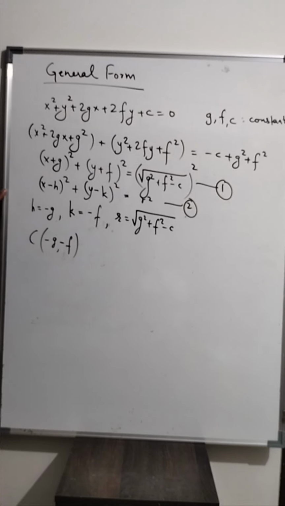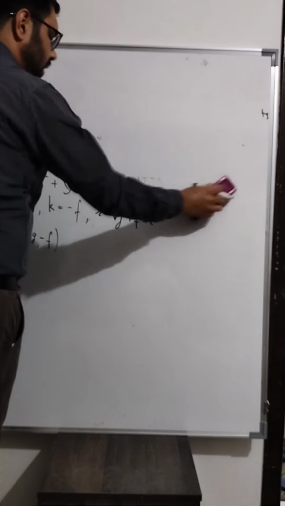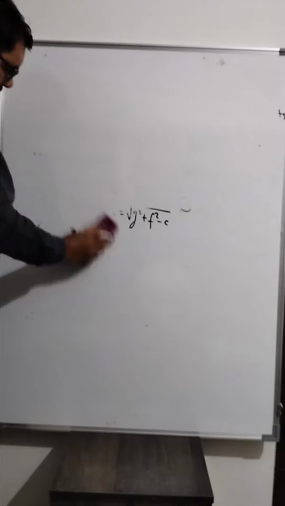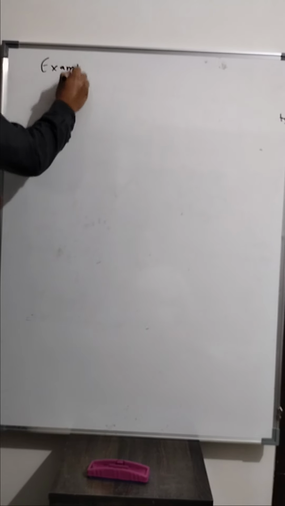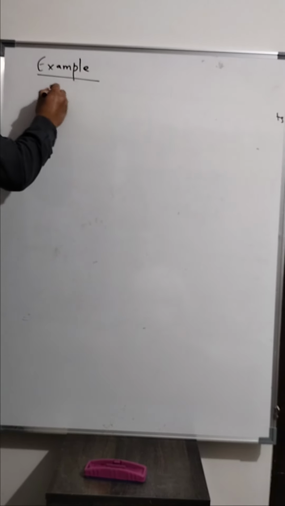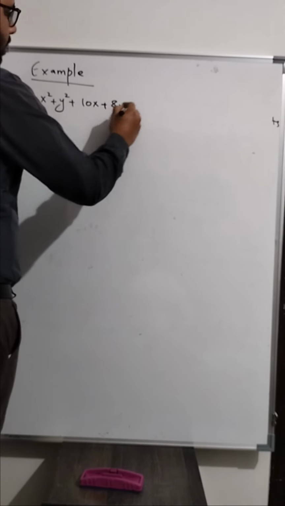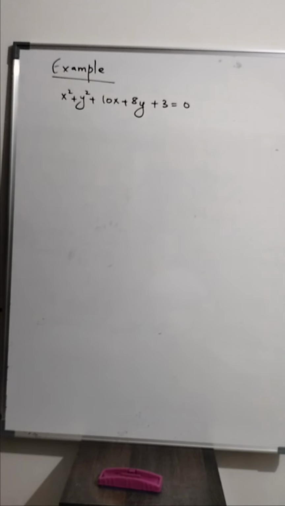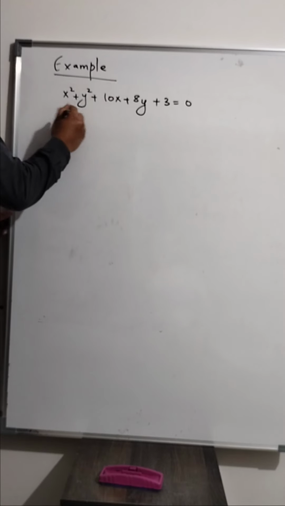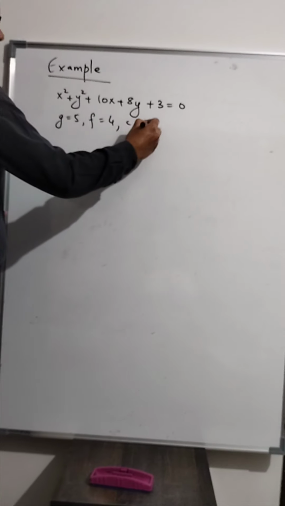Okay, so let's continue here. Let's take an example of this form, which is the general form. Suppose we are given an equation in general form like this: x square plus y square plus 10x plus 8y plus 3 equal to 0. And we are asked to find the coordinates of center and radius. First of all, by comparing this equation with the general form, we get g is equal to 5, f is equal to 4 and c is equal to 3.